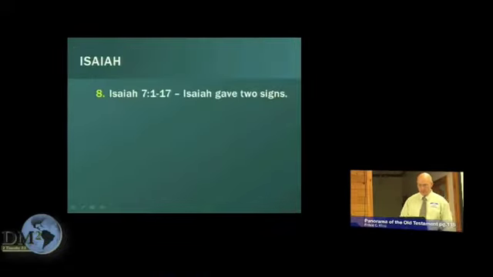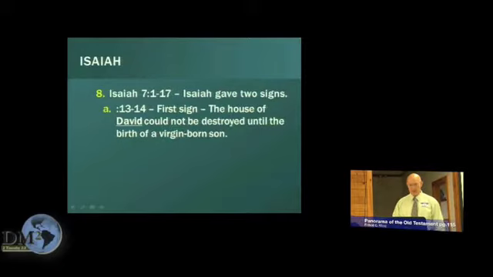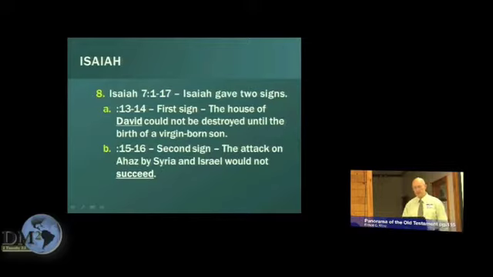Isaiah 7:1-17, Isaiah gave two signs. The first sign was to the house of David, could not be destroyed until the birth of a virgin-born son. You can't have a destruction of the house of David until this happens. So God would be protecting throughout even the silent years. And we've seen the genealogy several times already this week. 15 and 16, the second sign, the attack on Ahaz by Syria and Israel would not succeed. They would not be successful.